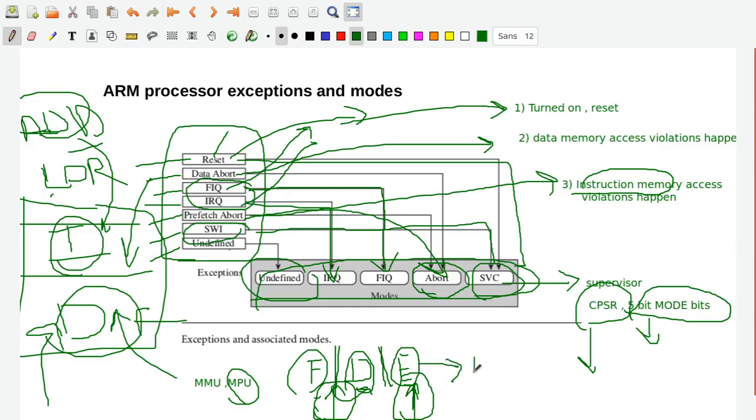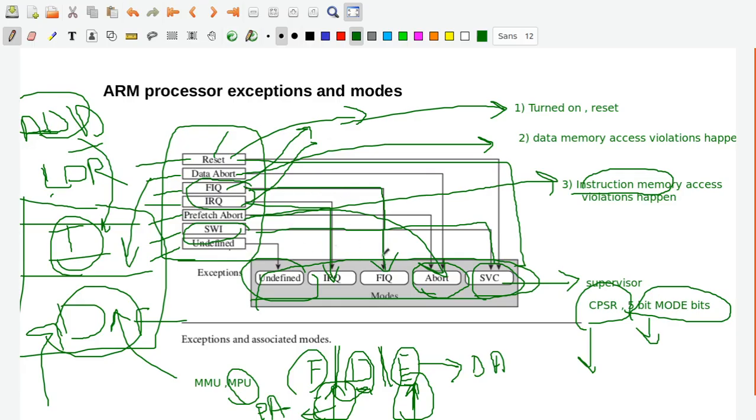Here the data abort can happen. Where can the prefetch abort happen? Prefetch abort can happen at the entrance of the decoding stage. So these two can never occur simultaneously. That is for sure. For any instruction you take, these two can never occur simultaneously.